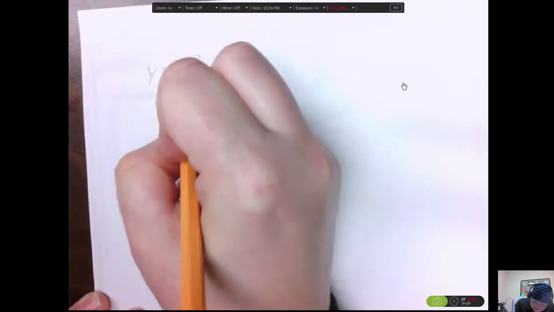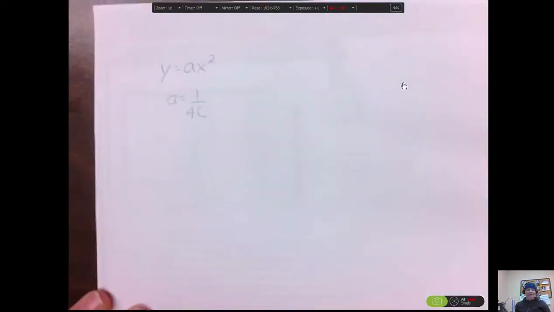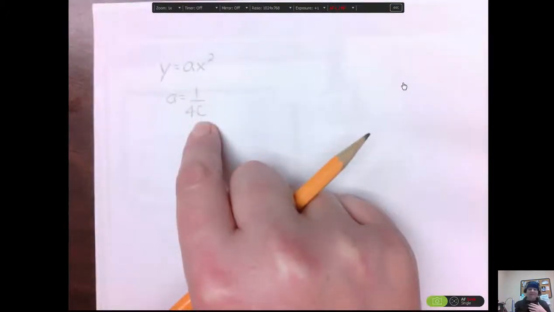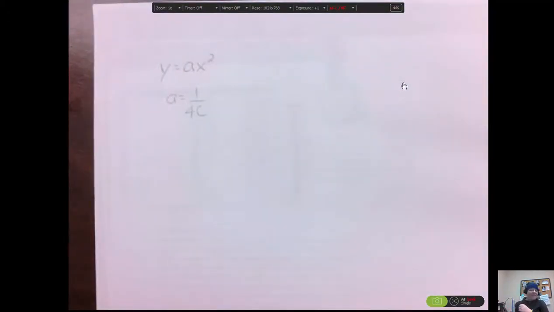And a is equal to 1 over 4c. So that number a is equal to 1 over 4c. So that's how I can find my c, is looking at that a value. And then we could find our directrix and our focus. So let's look at a couple examples.